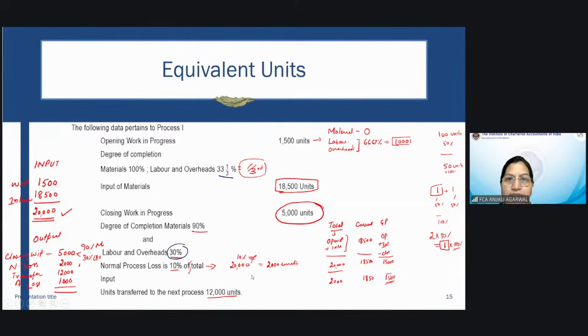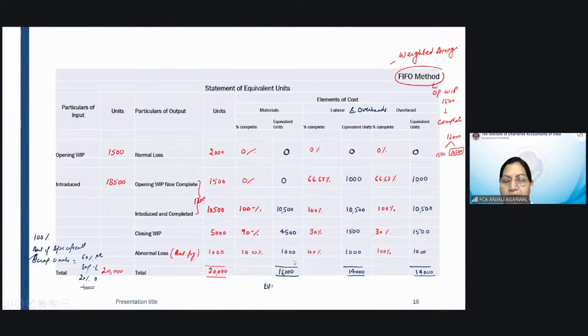One more change I have made in that question is, instead of units transferred to the next process being 12,000, I have increased this figure so that we will do the question with abnormal gain. How you prepare the statement when there is an abnormal gain. Okay. So hope this is clear.